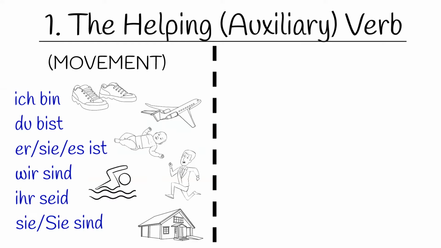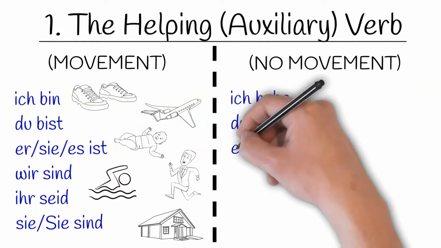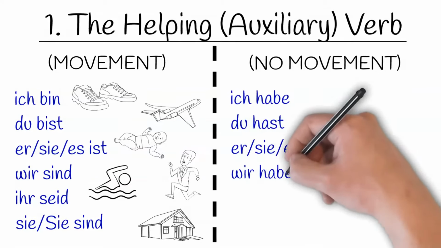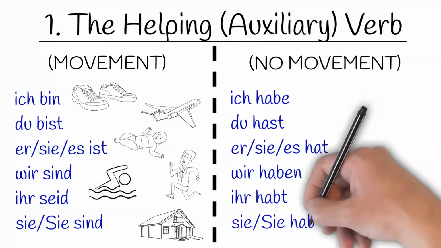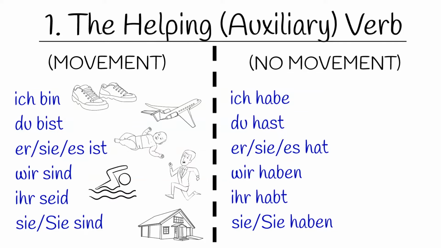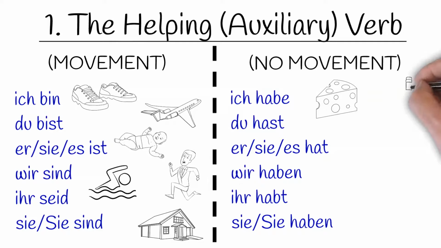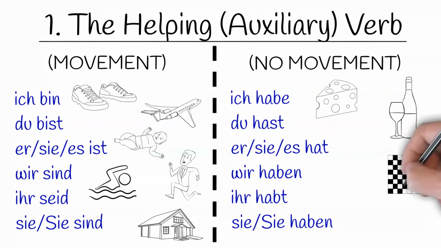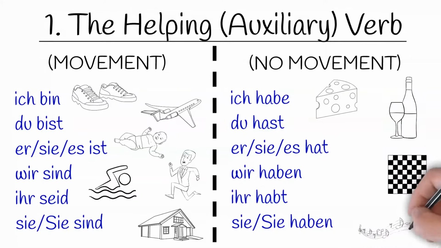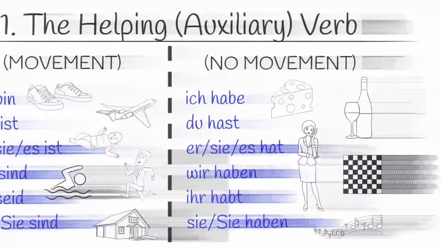The second category is verbs with no movement, which is the majority of verbs. They use as their helping verb haben, which, as you know, we conjugate as ich habe, du hast, sie, es hat, wir haben, ihr habt, or sie haben. This is used for everyday, regular activities such as eating, drinking, playing chess, listening to music, or talking.